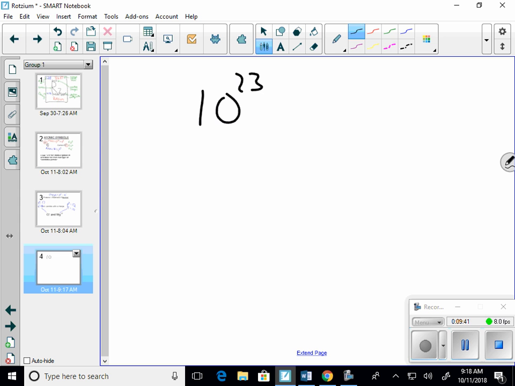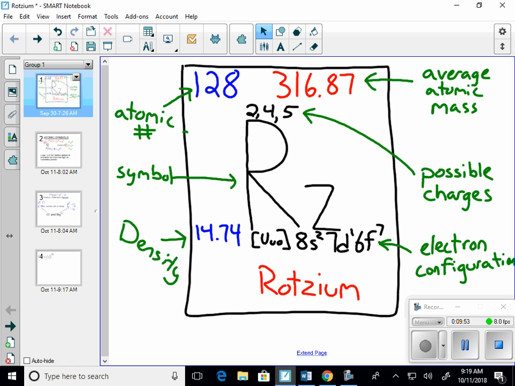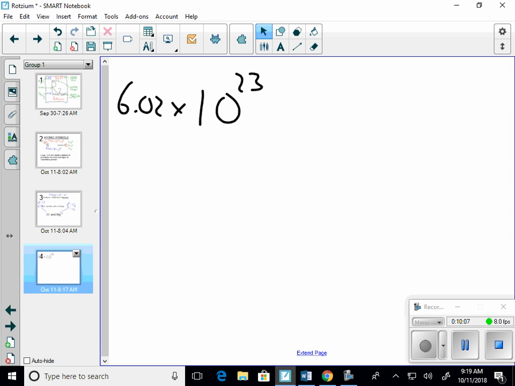10 to the 23rd is a ridiculous number of stuff. But why did Avogadro pick out 6.02 to go in front of it? Because he wanted the average atomic mass on the periodic table, that number in red on the very top, he wanted that number to also be the grams that we measured out on the scale. Because we don't actually have to count out the number of atoms. We can just put things on the scale and find out how much there is of something. We can use that now to do our next step of conversions.